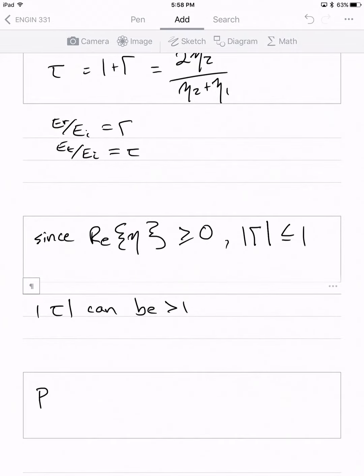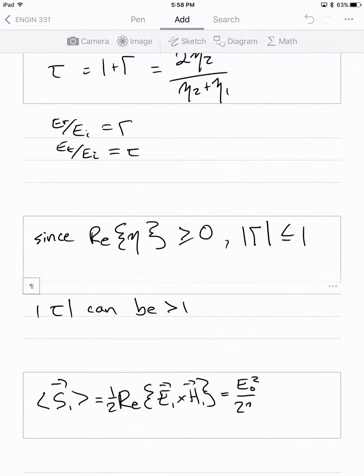The power in medium 1, I'm going to write this as the time average Poynting vector. So S1 is going to be 1/2 the real part of E1 cross H1. And remember, that includes both the incident and reflected fields there. And what you get is E naught squared over 2 eta 1 times 1 minus magnitude gamma squared, and it's going to be z directed.